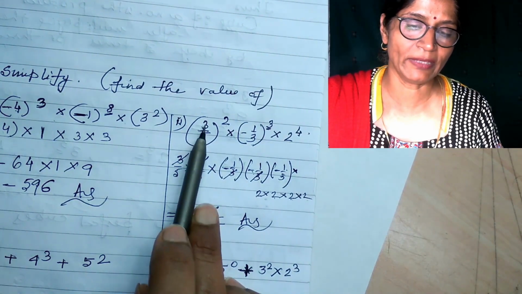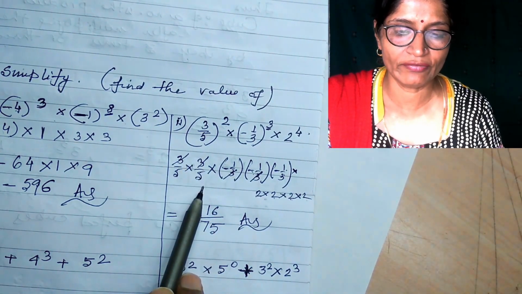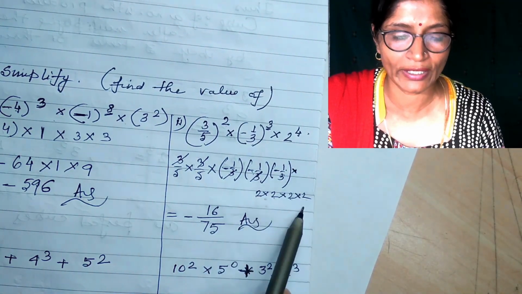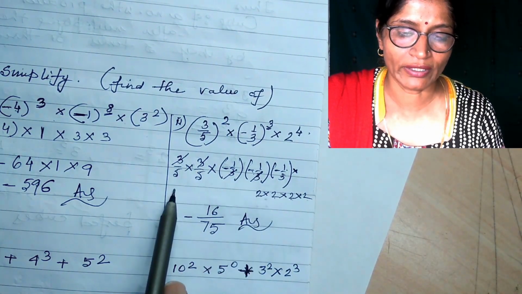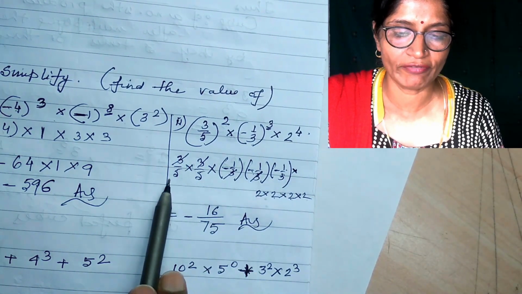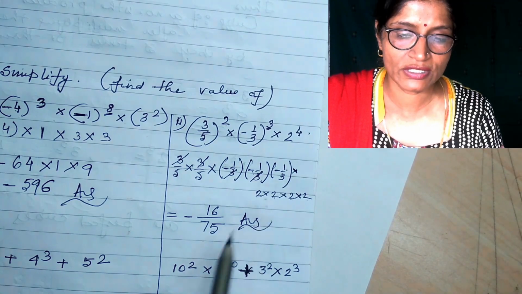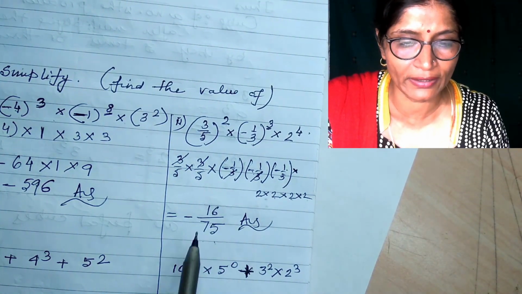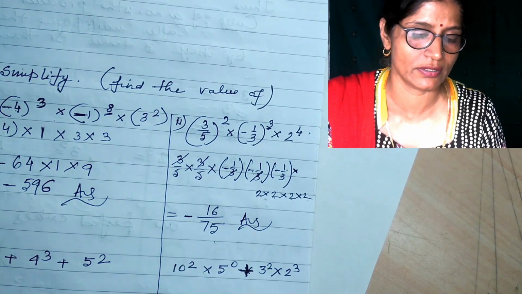Again this 3 by 5, 3 by 5 into 3 by 5. Minus 1 by 3 I have written 3 times, then 2 I have written 4 times. Then cancelled, whatever, numerator multiplied by the numerator, so it will come 16, 5 5s are 25, into 3, 75. Then 3 times minus is there, so odd times minus, then it will be minus.